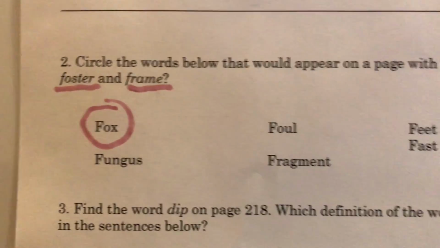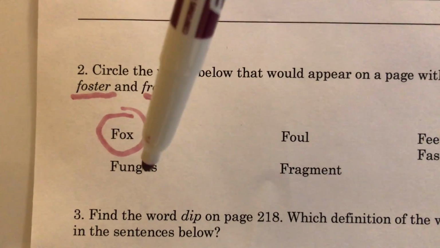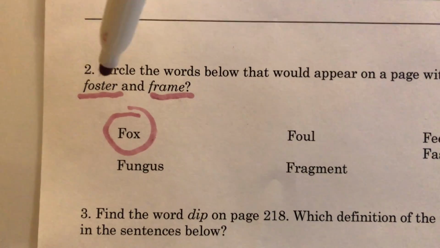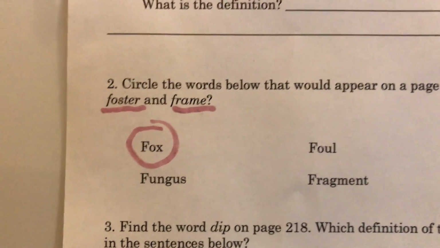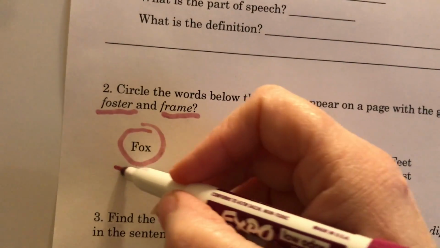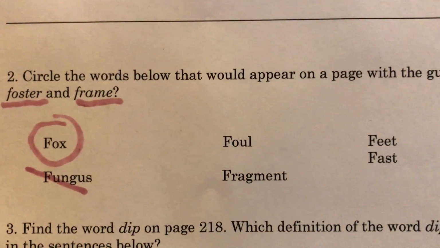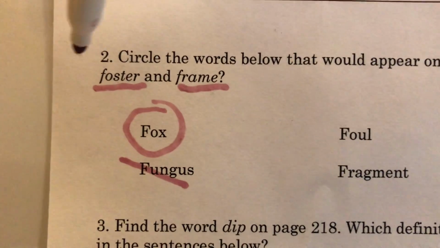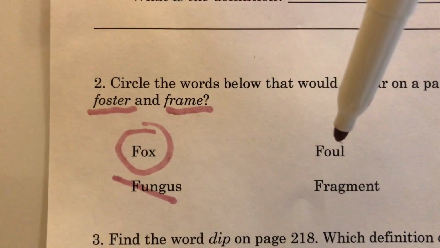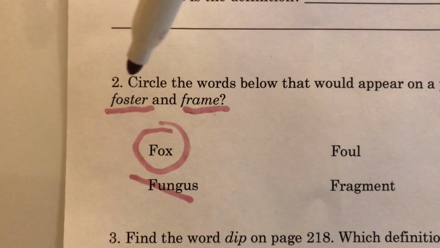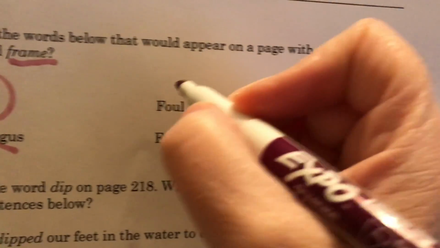Let's look at fungus. F-U-N. Well, we have F-O-S and F-R-A. Well, F-U-N is not going to be in between F-O-S and F-R-A because the U comes after the R in the alphabet. So that would not. Foul, F-O-U. Well, this is F-O-S and F-O-U. Well, we know the U comes after the S in the alphabet, so it would be in between. Good job.